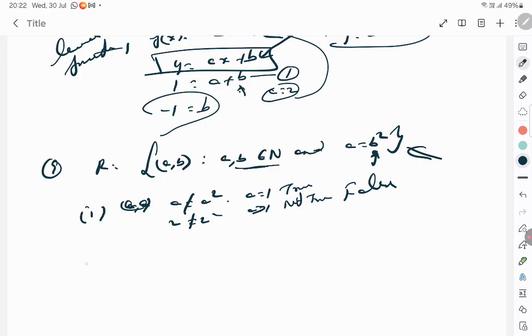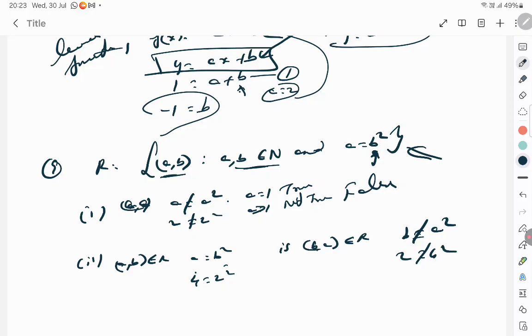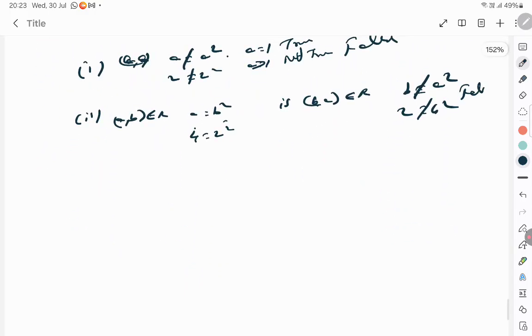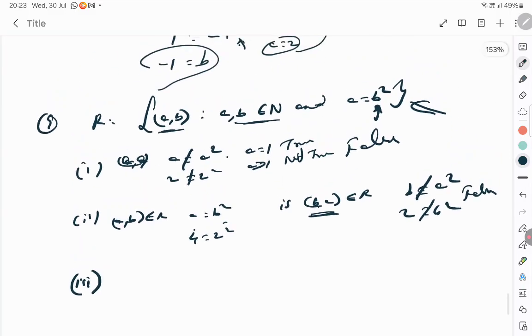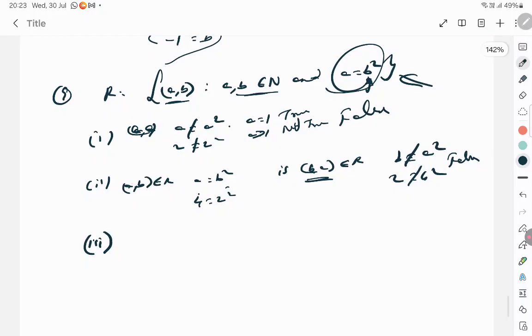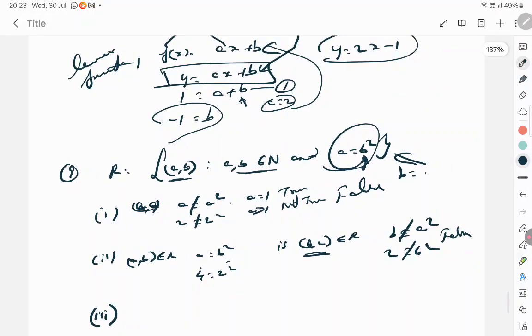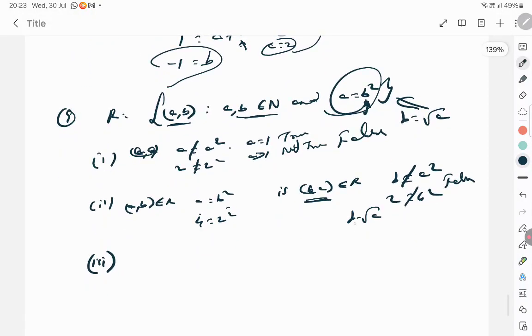Okay, next, that's the first question. And second question is, (a, b) is an element of the relation because a is equal to b square. Is (b, a) an element of R? If a is equal to b square, will b be equal to a square? Never. If 4 is equal to 2 square, will 2 be equal to 4 square? Never. Therefore, this is also a false statement. (b, a) is not an element of the relation because the relation is determined by a is equal to b square. b will not be equal to a square because b will be equal to root of a, not a square.